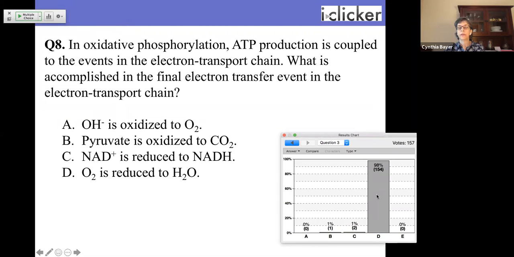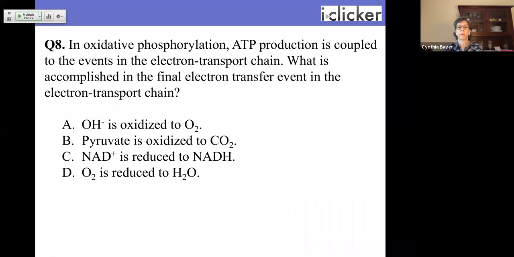Oxygen is the final electron acceptor. The oxygen that was held in the cytochrome oxidase, waiting for the electrons at the end of the chain to be passed to it, accepts those electrons, combines with some protons in the matrix, and is reduced to H2O. Right? It accepts electrons, it is reduced. It is the final electron acceptor.